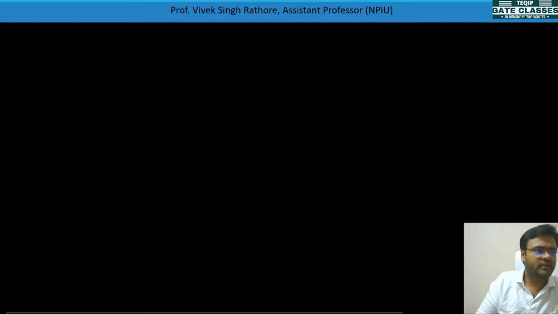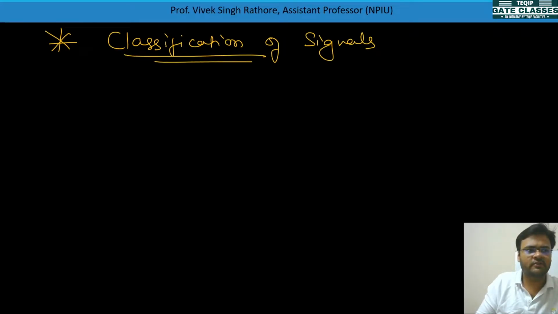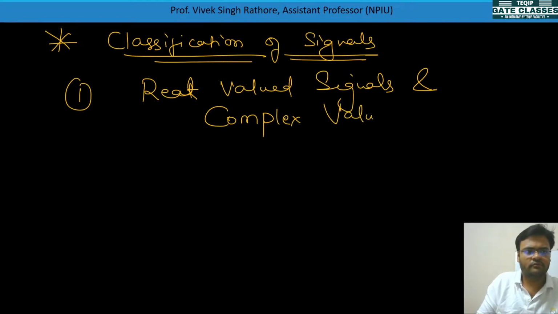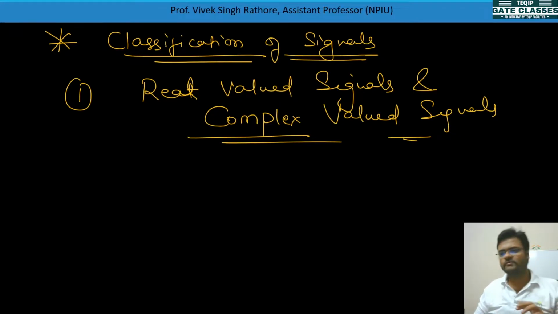Classification of signals. The first classification is real valued signals and complex valued signals. Okay, so what are real valued and complex valued signals?